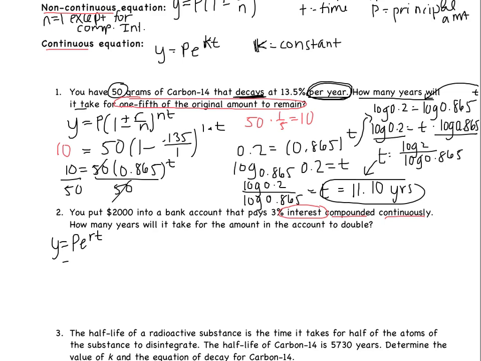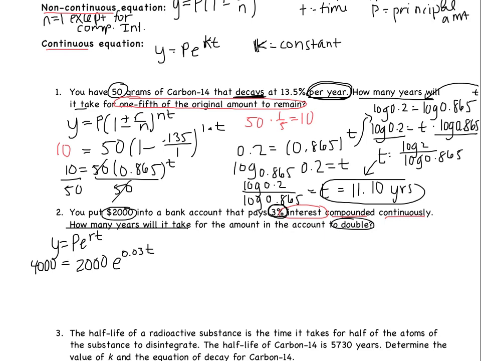And now I need to start filling in. Well, I'm told that I put $2,000 into a bank account. So that's my p, 2,000. Remember that e is a constant. It's a number in our calculator, so we don't need to substitute for that. I'm told it pays 3%, so as a decimal that's 0.03. And then it says how many years will it take, so I'm solving for t, for the money in the account to double. So if I put in $2,000 and it doubles, I'm ending up with $4,000. Okay, so my equation looks good so far. I only have one variable, which is t, and that's what I'm solving for.